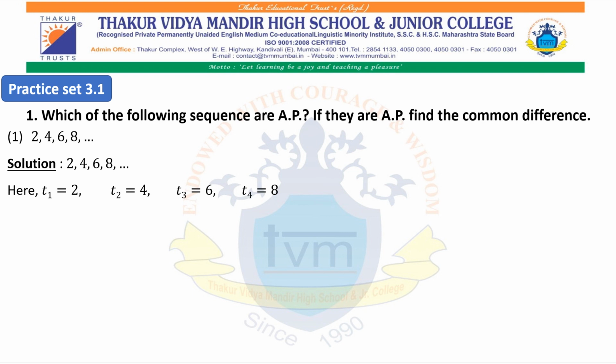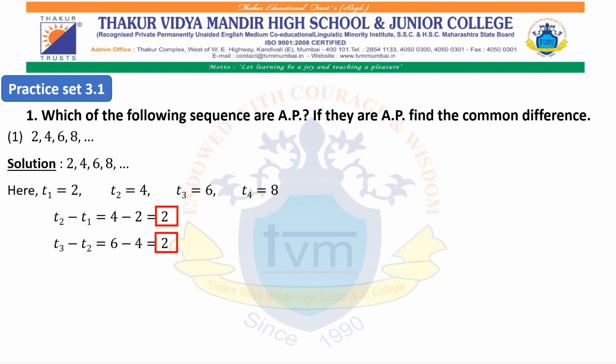And if their common differences are the same, we can say it is an AP. Therefore, what we will do? We will subtract the first value from the second one. Means we will apply the formula T2 minus T1. Here when we substitute the values, we get 4 minus 2, which comes to 2. Means the difference between the first two terms is 2. Now let us find out the difference between the third and the second term. Therefore we will write T3 minus T2 equals 6 minus 4 and here also we got the same value, that is 2.